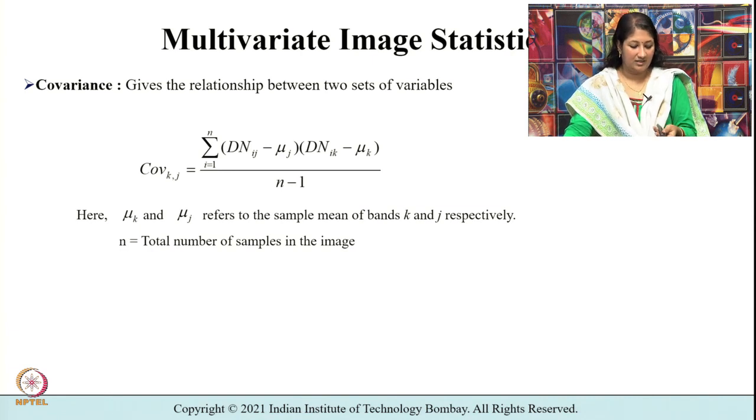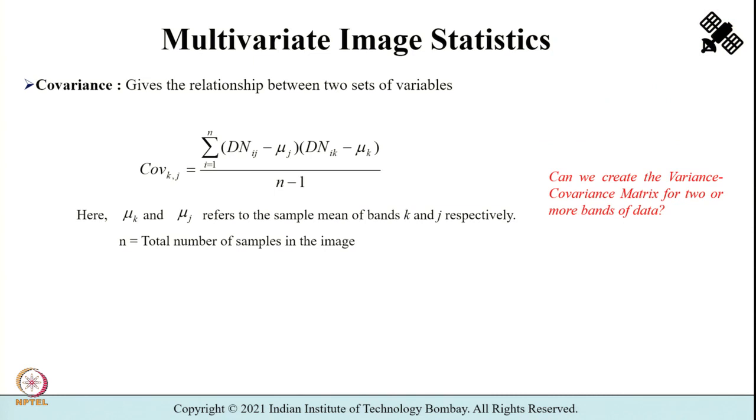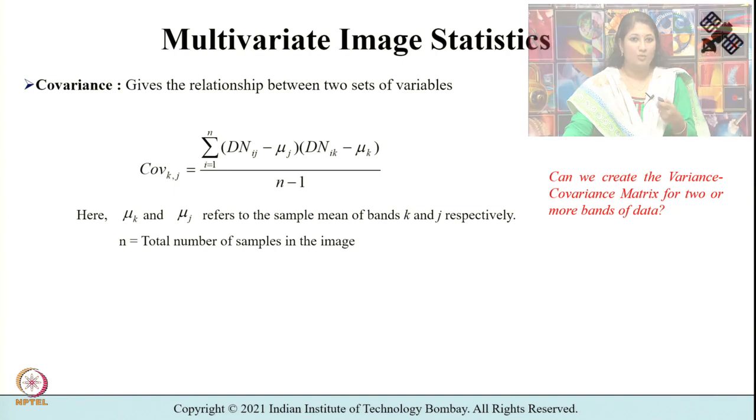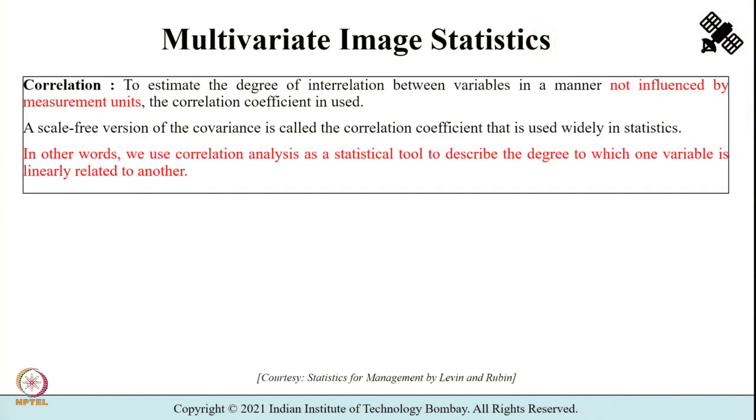But nevertheless, moving on. Here is a quick question for you: can we create the variance covariance matrix for two or more bands of data? Or say if we have two bands of data, what is going to be the size of the variance covariance matrix? We will see how to achieve the same using Python, and at that time we will discuss the size of the variance covariance matrix. But moving on, we have another measure known as correlation.